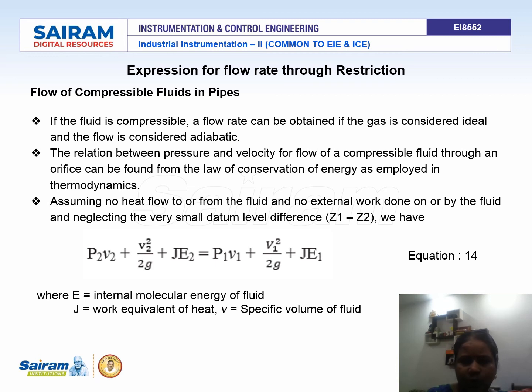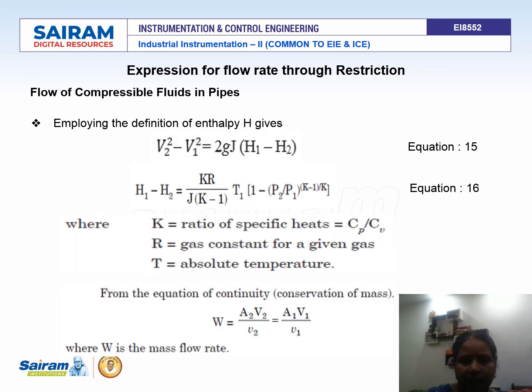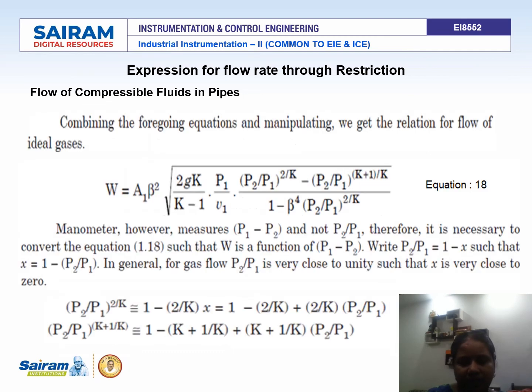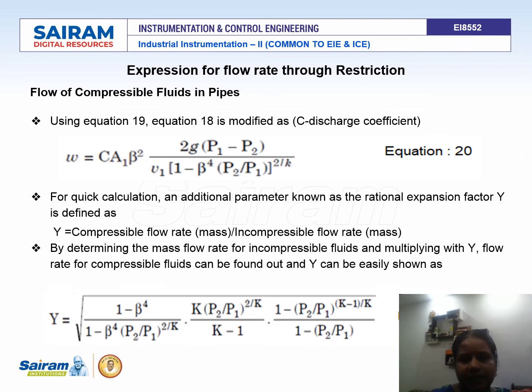Then, by assuming no heat loss from the fluid or no external work done by the fluid, and neglecting the small datum level difference Z1 minus Z2, we have the final equation, which is P2V2 plus V2 squared divided by 2g plus JE2 is equal to P1V1 plus V1 squared divided by 2g plus JE1. Then we apply the enthalpy, and finally we get the continuity equation and find the mass flow rate. Equation 18 is modified, and we get equation 20, which is W equal to C A1 square beta square A1 into beta square.